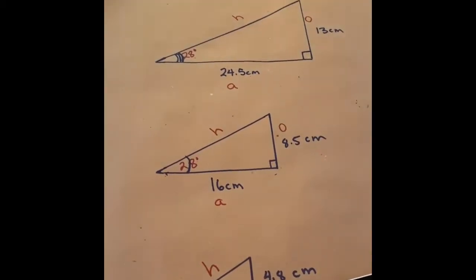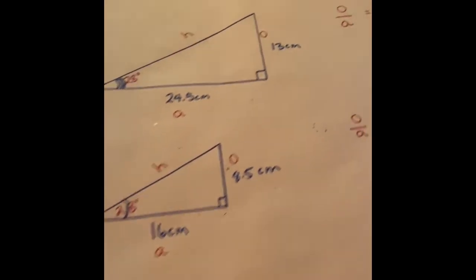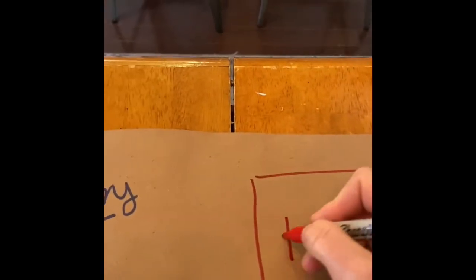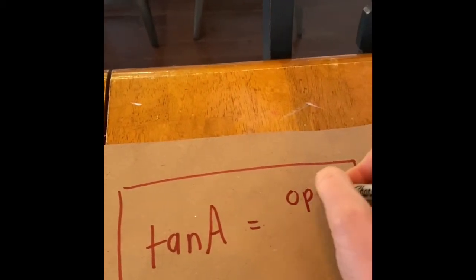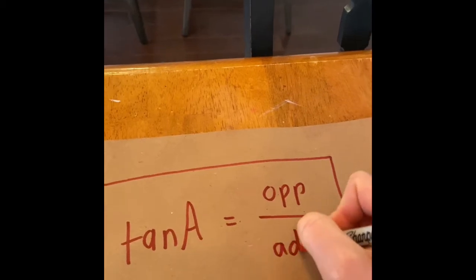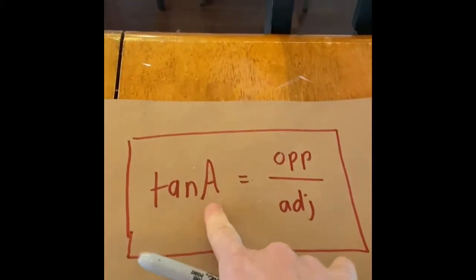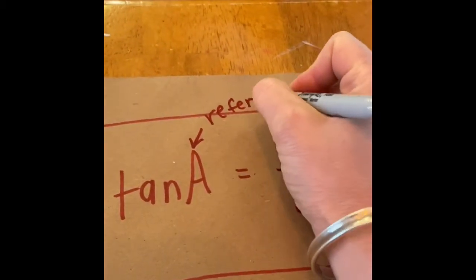Now, if you look at the worksheet that I gave you in the booklet, there is a box around this. It says tan of angle A is equal to opposite over adjacent. So we have opposite over adjacent. This A right here just means the reference angle.